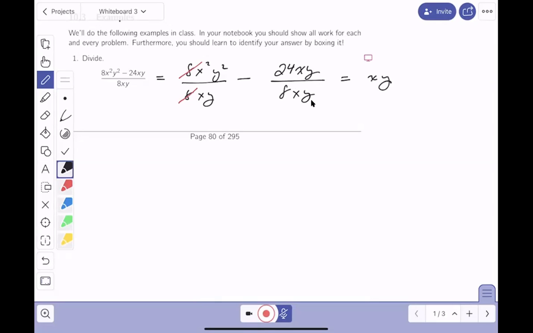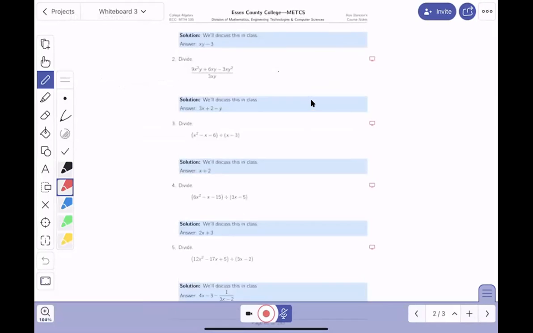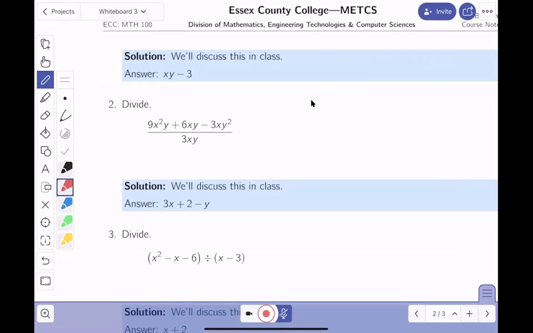We'll check it in the key later. Minus, let's do the next one. Well, 8 goes into 8 once, goes into 24 3 times. Now, what else do I notice? One factor of x cancels, one factor of y cancels. There are no variables left. So what am I left with? Just the number 3. I want to emphasize, I need to check this with my key. Where's the key? It's on the next page. What should the key read? xy minus 3. And I'm seeing that right here.